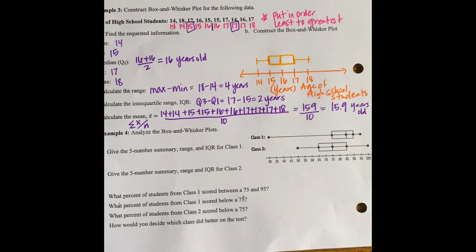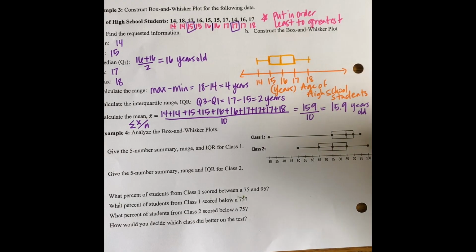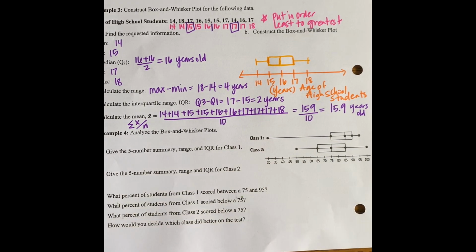Okay, so here we have what we call parallel box and whisker plots. You would put them on top of each other, stacked like this. You would need a label so you can see which one's class 1, which one's class 2. This is how we compare data from two different groups or two different populations. So the first part of it says, give the 5-number summary, range, and IQR for class 1.